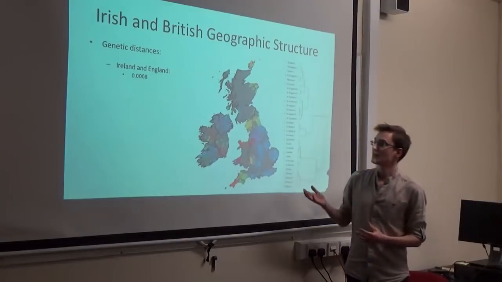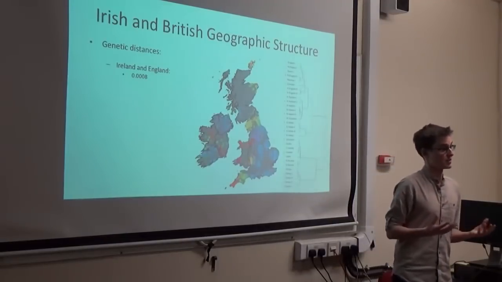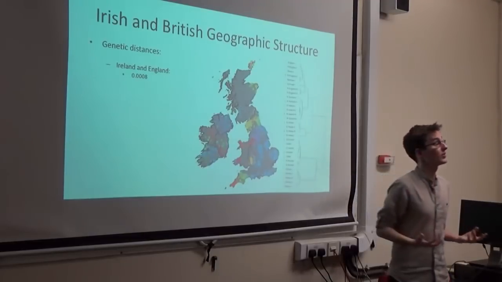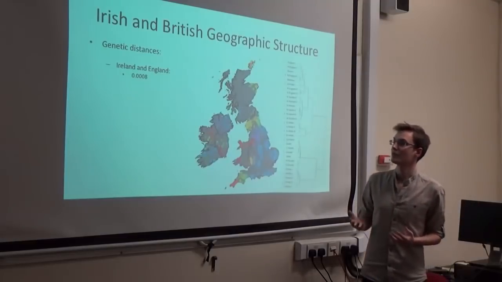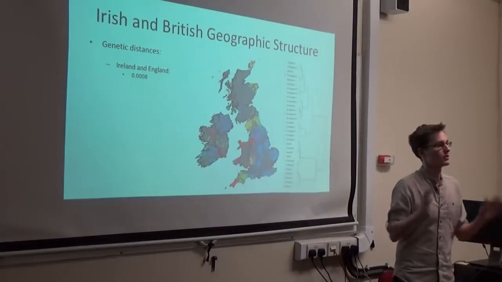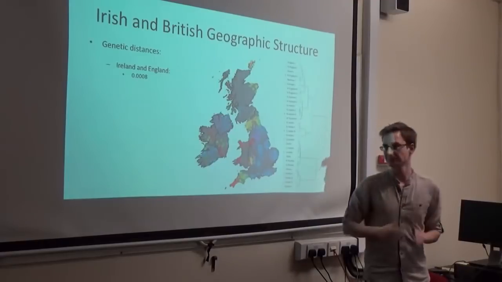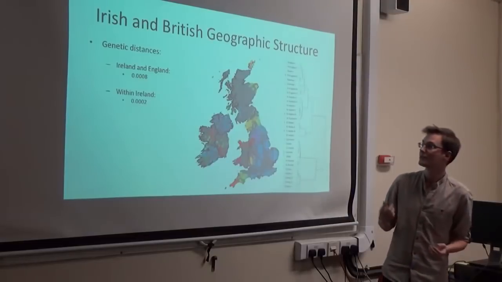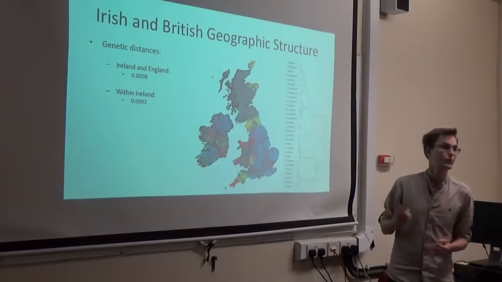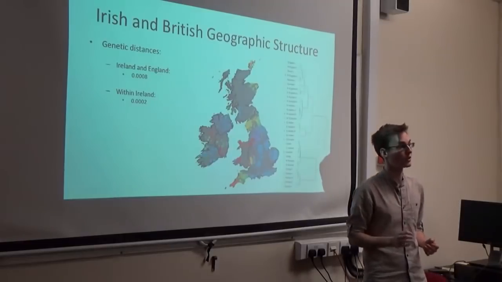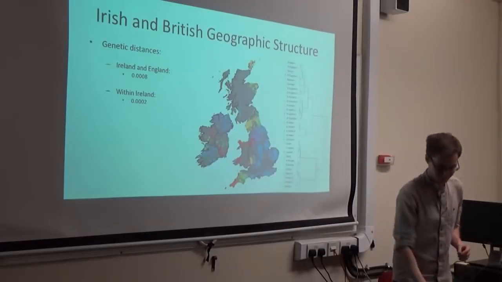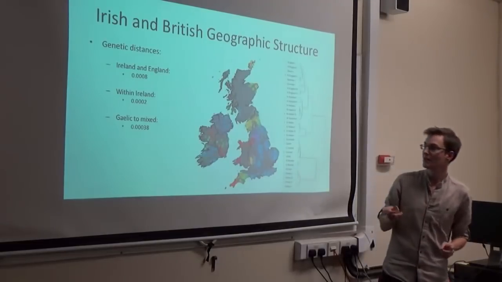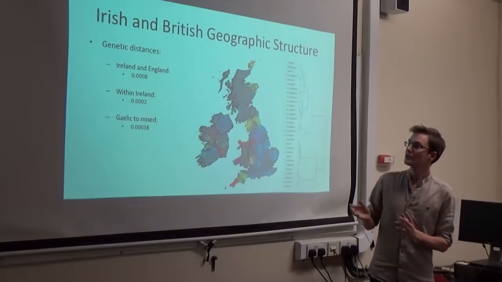By way of a comparison, I've put these numbers here, these are genetic distances measured by FST, if you're interested in the estimator. For example, the average FST between Ireland and England is 0.0008. The smaller the number, the closer these two populations are. By comparison, within Ireland, within our Gaelic-Irish clusters, it's 0.002, so nearly an order of magnitude smaller than the genetic difference between Ireland and England. If we compare our Gaelic-Irish clusters to our mixed Irish clusters, that's 0.0038, so slightly larger.